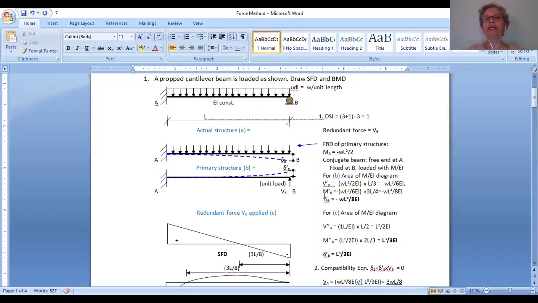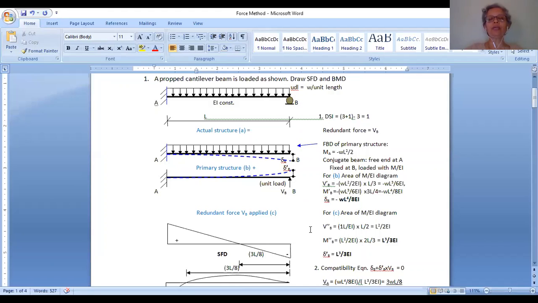Now I have to find out the moment because of this force, which is the area of the M over EI diagram, and I find that moment to be WL raised to 4 by 8 EI. Okay, this is the calculation here. So this is WL raised to 4 by 8 EI, and that is nothing but the deflection at end B. Here I have shown this deflection at end B, which is delta B.